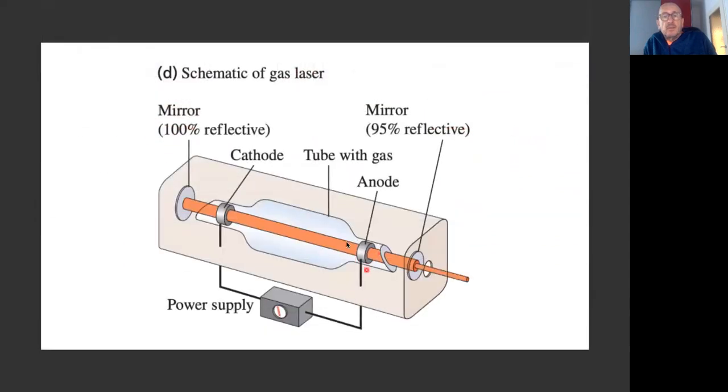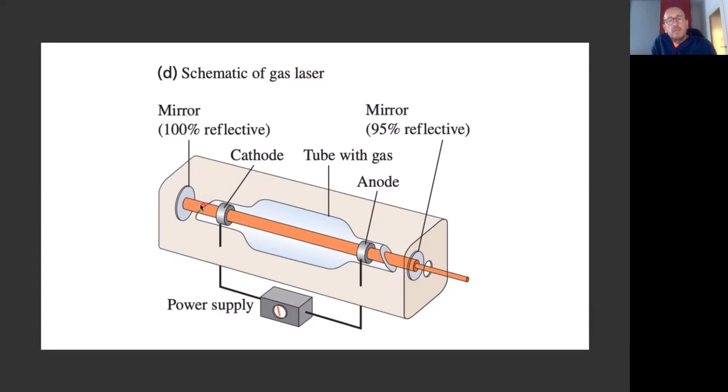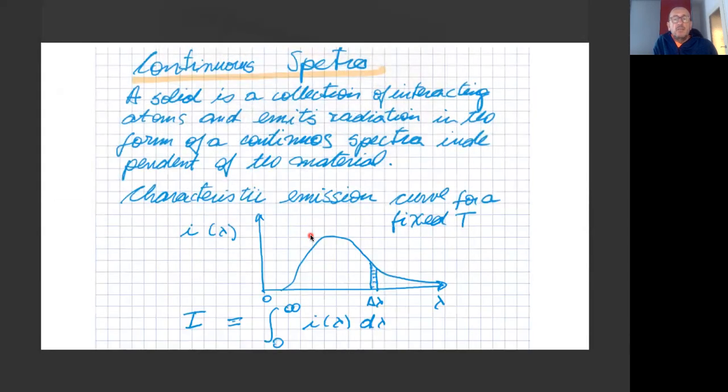This is sort of the geometrical aspect of how the gas laser should be implemented. Okay, here we produce the energy for the excitation, and then we produce the light in the output. This is a typical thing with the helium neon lasers. That was the beginning of the gas phase lasers.